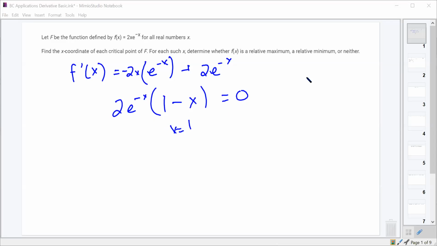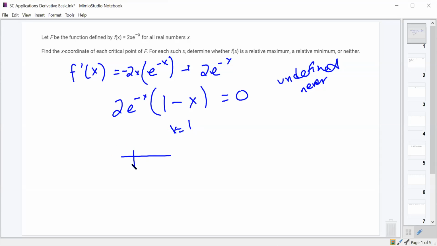And when is this undefined? 1 minus x can never be undefined, right? What about 2e^(-x)? Can 2e^(-x) ever be undefined? Nope. Right, you can plug any number in for x, take the negative of it, raise e to that power, and multiply by 2 for anything. It's never undefined. All right, good. So the only critical value that we've got is x equals 1.